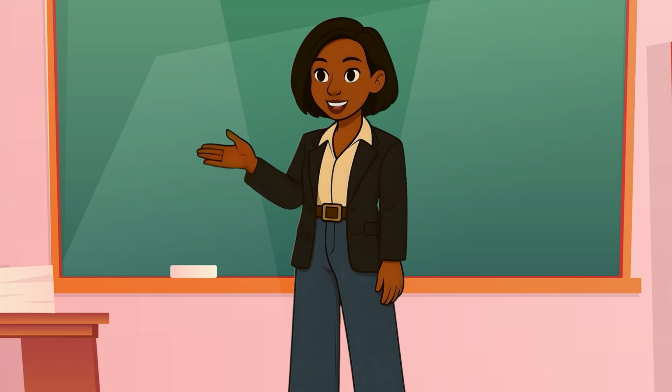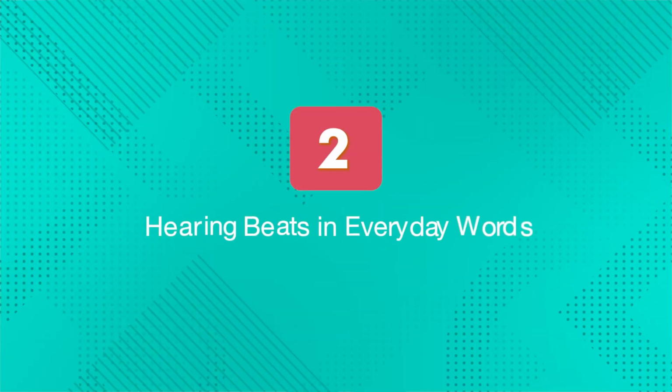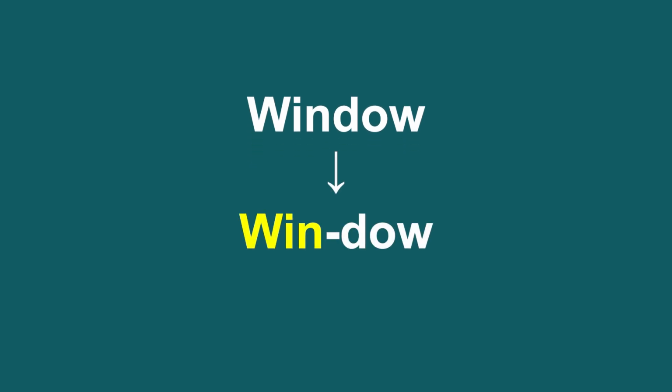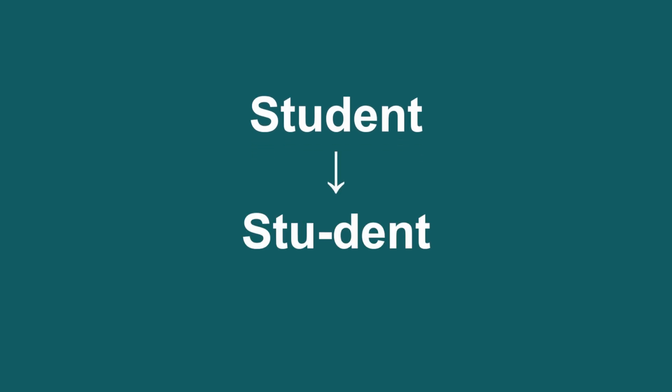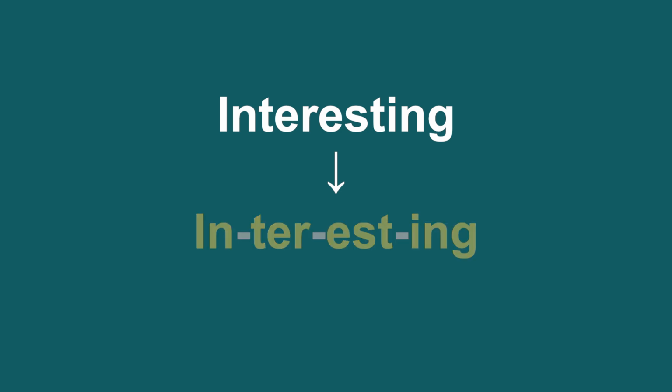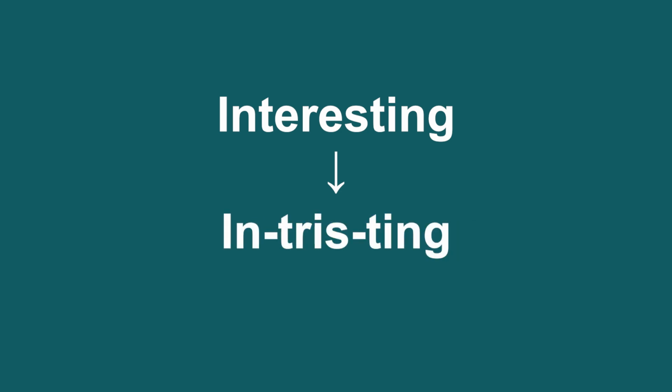Now let's take that idea and apply it to words you already use every day. Take the word window. It has 2 beats. Win-dow. Student also has 2 beats. Stu-dent. Family looks long, but it actually has 3 beats. Fam-ma-ly. And in natural English, it often sounds like fam-ly. Interesting has 4 beats when spoken slowly, but in everyday English, it becomes in-tres-ting.